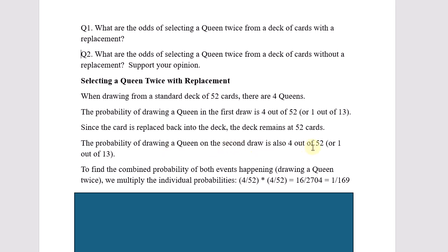So if we need to find the combined probability of both events happening, you have to multiply your probabilities. So 4 divided by 52 times 4 divided by 52 is 16 over 2704, which reduces to 1 over 169.